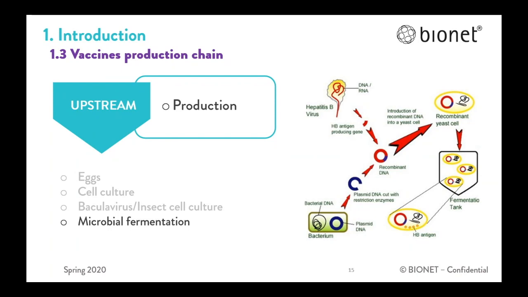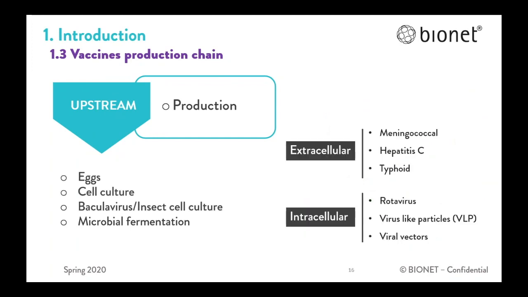The target compound used for formulating the vaccine can be found extracellular, like the one used for the meningococcal or typhoid vaccines, or intracellular, like the rotavirus, virus-like particles, or viral vectors.